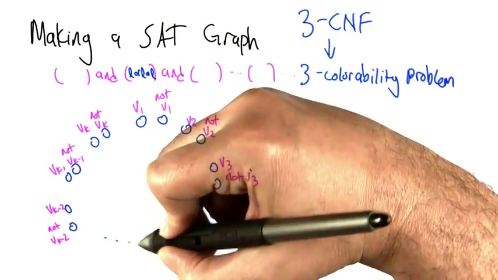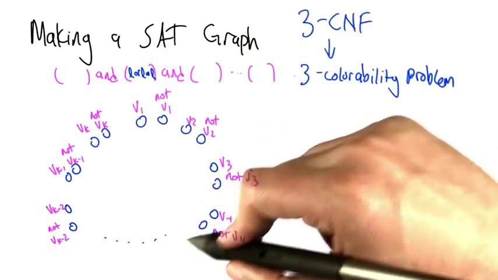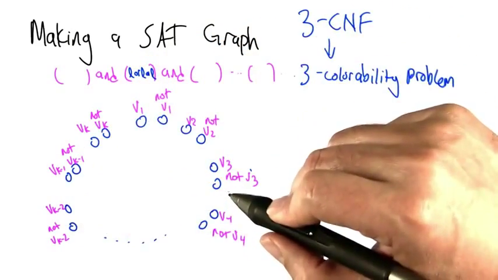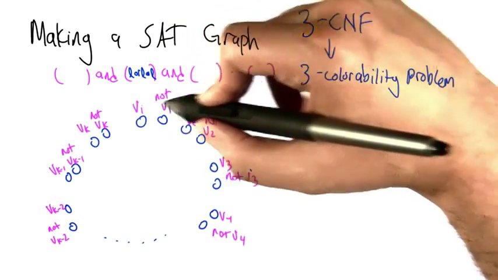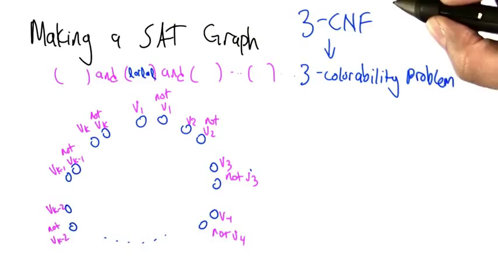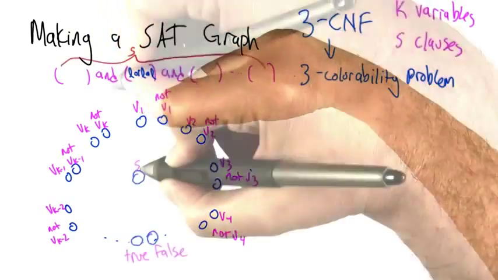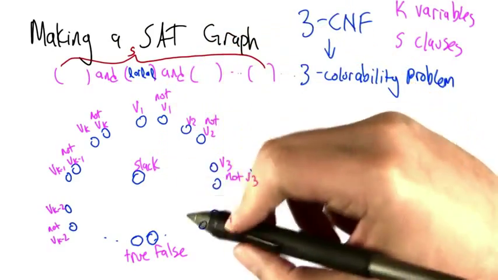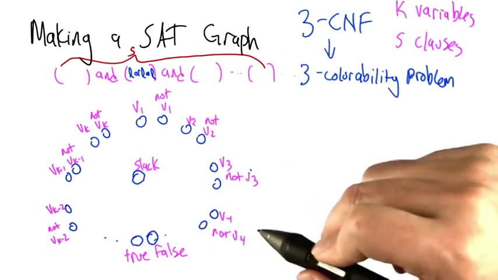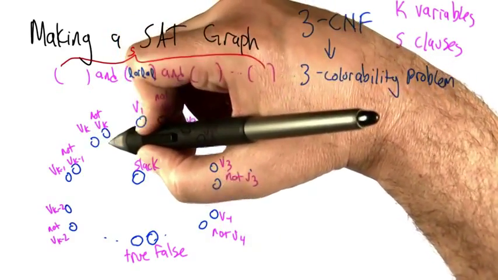What we're going to be doing is building a graph. We'll start off by creating some nodes, with one node for every possible literal in the formula. So that's the k different variables. Just to be concrete, this formula has k variables and s clauses. Now we're going to add 3 more nodes, and we'll call them true, false, and slack.